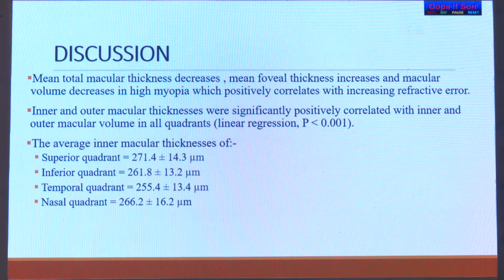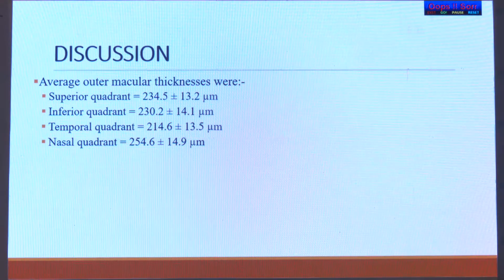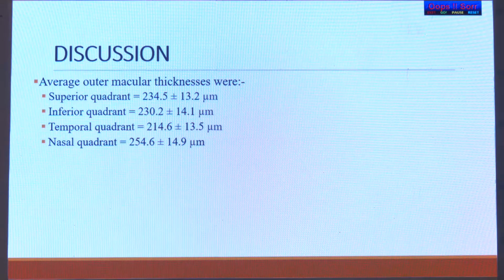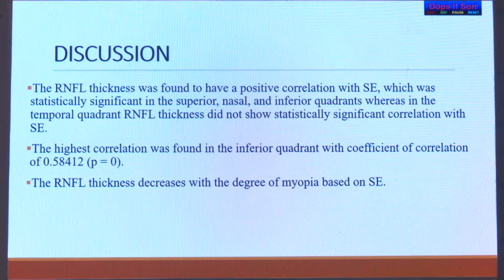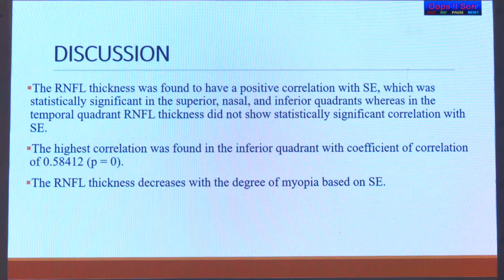Then the average inner macular thickness in the superior quadrant was 271.4 plus minus 14.3, and the average macular thickness in the superior quadrant was 234.5 micrometer. Coming on to the discussion, the RNFL thickness was found to have a positive correlation with SE, which was statistically significant in the superior, nasal and inferior quadrants, whereas in the temporal quadrant, RNFL thickness does not show any statistically significant correlation with the SE.